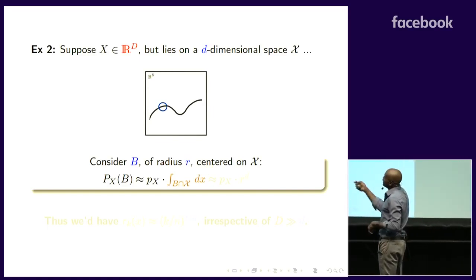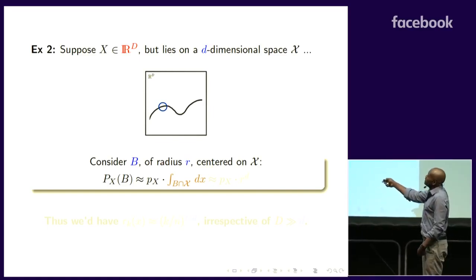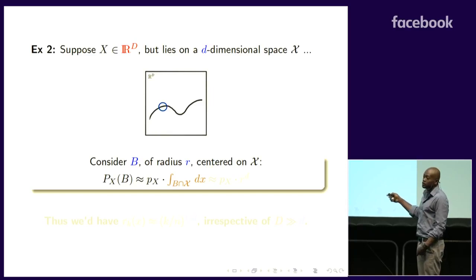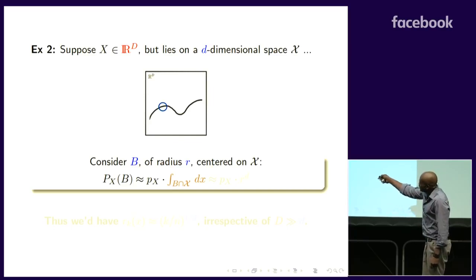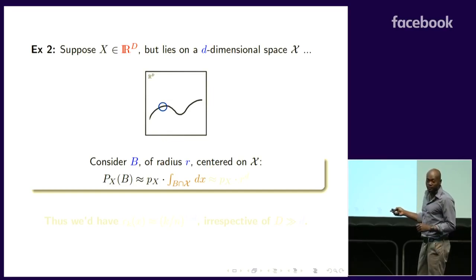Now, what is the mass of such a ball? The mass of such a ball will be an integral over the manifold, not an integral over the whole space. If the manifold is of dimension d, the integral is over the intersection of this ball and the manifold. It's a little d dimensional integral.